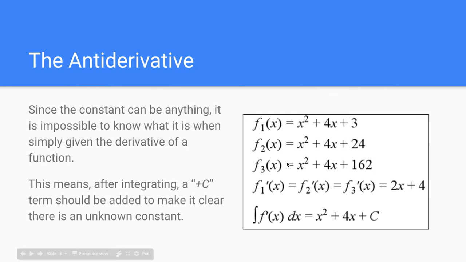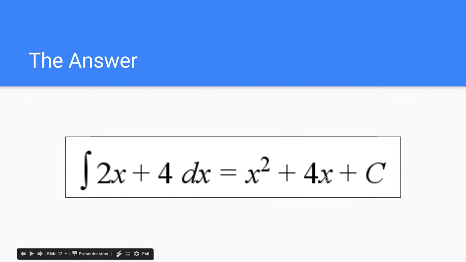This means after integrating, a plus c term should be added to make it clear that there is an unknown constant. So in this example, as you can see, when I took the integral of this, the derivative of a function, when I took 2x plus 4 and found its antiderivative, I get x squared plus 4x, but I don't know if it's this x squared plus 4x, this x squared plus 4x, this one. I can't tell because the constant could be anything since it was dropped out when finding the derivative. So you add a plus c just to represent that there is an unknown constant there. So this is the actual answer.